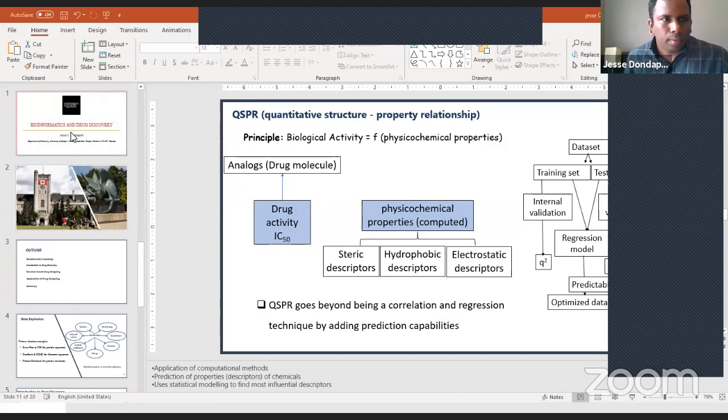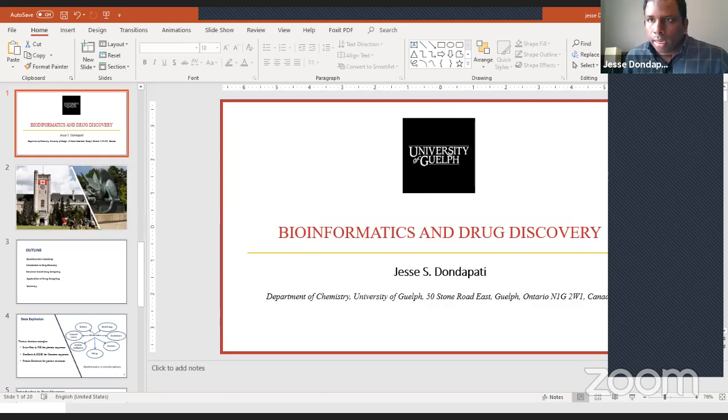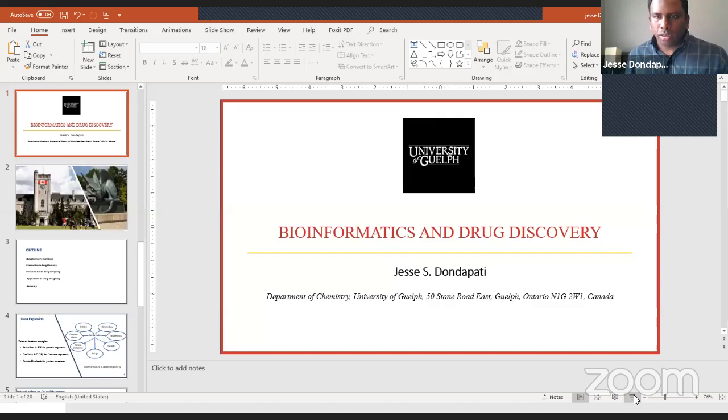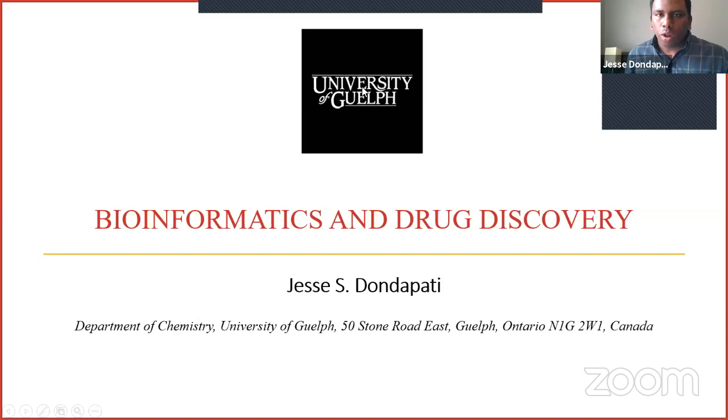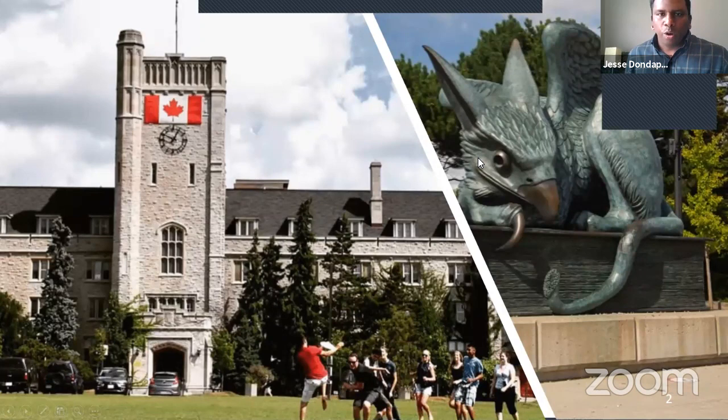So my topic today is bioinformatics and drug discovery. And I'm from the University of Guelph, which is in Guelph City, about 60 minutes drive from Toronto in Canada. And before I go into the topic, this is one of the iconic buildings of the university and one of the oldest buildings. And this is a mascot for the university, which is a sculpture of a Griffin, which stands at the beginning of the university. I thought I would share that with you.